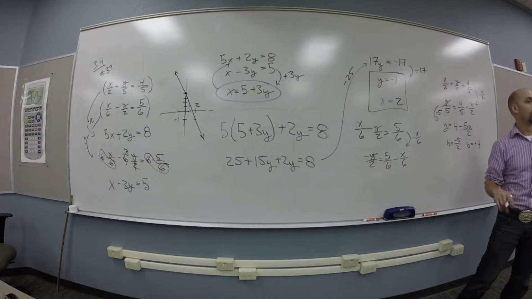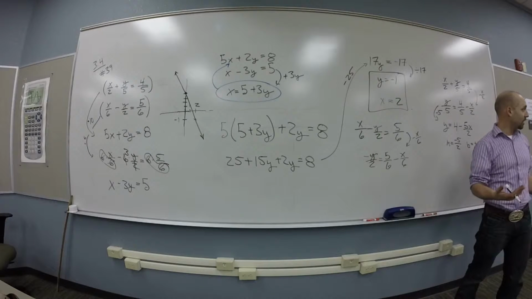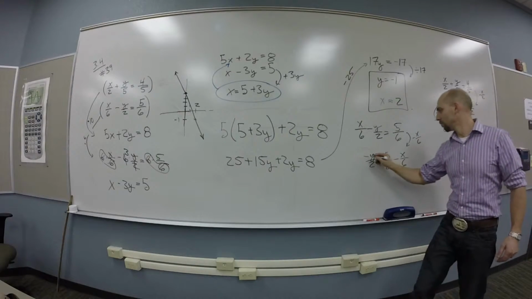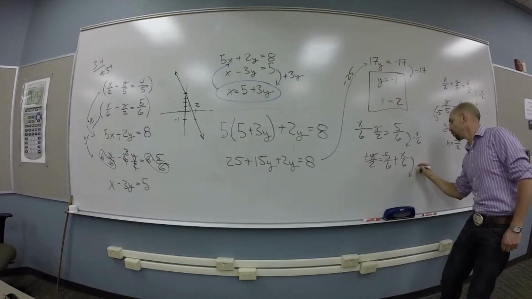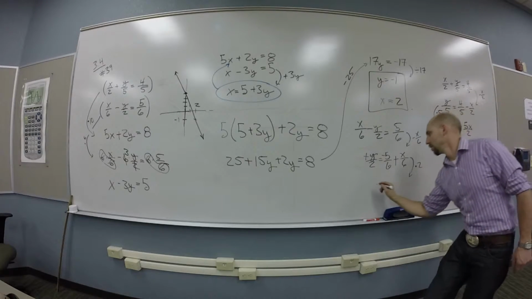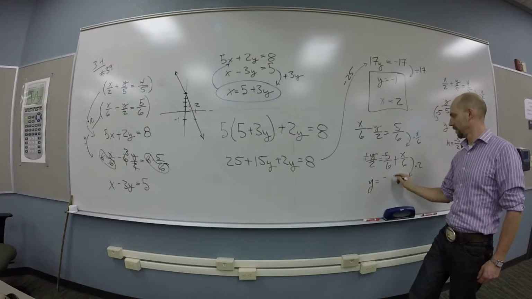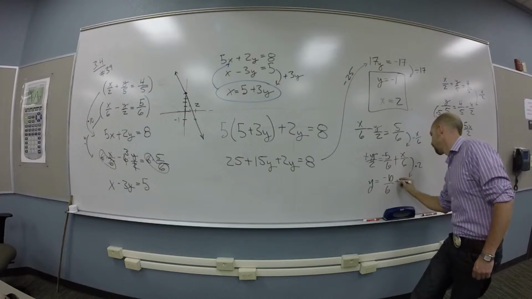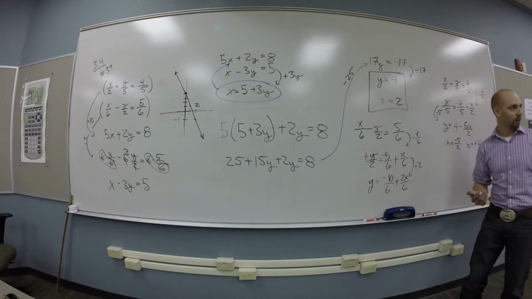I would advise doing that in 2 steps personally. 1, flip the signs on everything. 2, multiply by 2. So I flip the signs, then multiply by 2. So I get y is negative 10 over 6 plus 2x over 6. And then I can reduce a little bit.